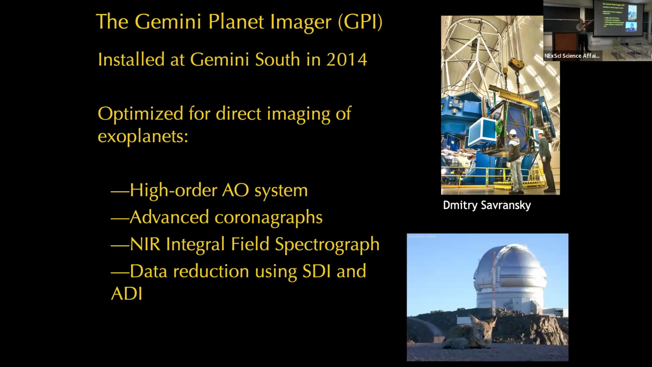This is it being lowered into the telescope and attached. Gemini is an 8-meter telescope, Gemini South in Chile here. And so, as the name implies, GPI's role in life is to image planets. It has a high-order AO system, 2 deformable mirrors, a coronagraph using ADI and SDI, and an integral field spectrograph.